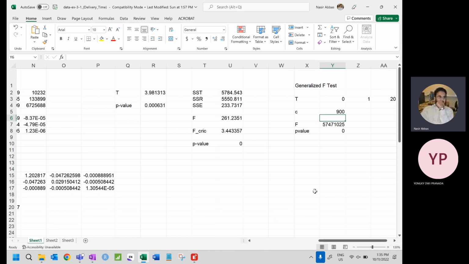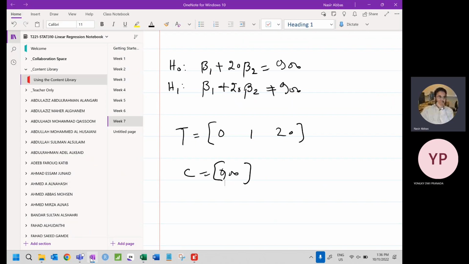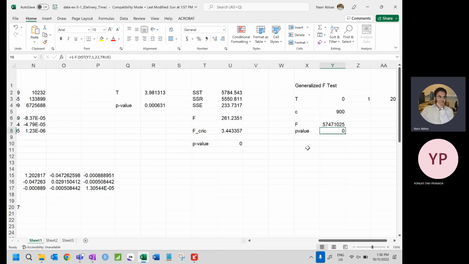It is almost 0. It may be 16, 17, 20 decimal points, 0.0000, many zeros and then something. But Excel is rounding. Sorry, what's the definition of P? The P value? This is the probability of getting a value of F this big if H naught is true.